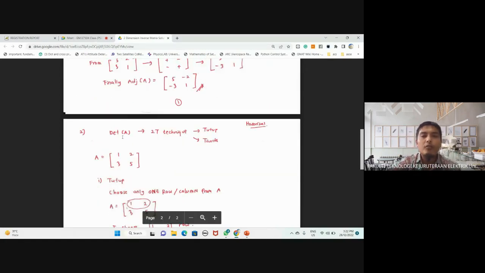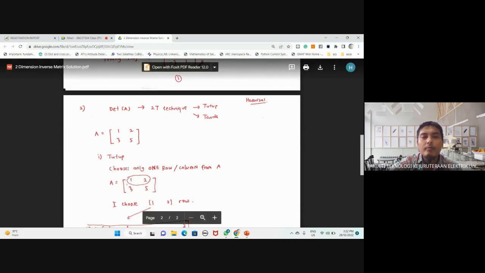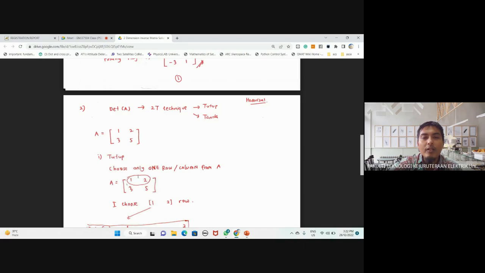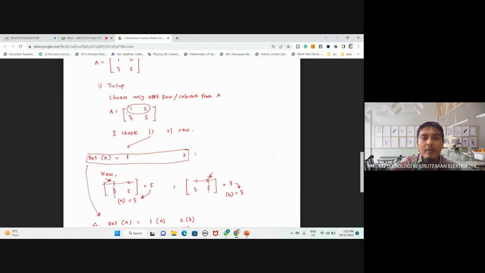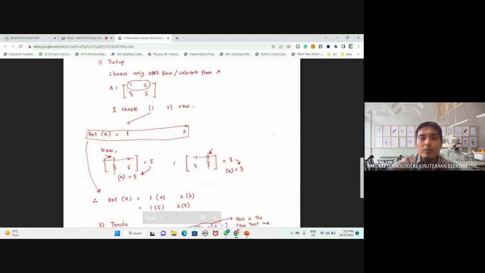All right. So to get the determinant of A, you just need to use the 2T technique. You need to tutup and tanda. Before you tutup, you just need to choose only one row or column. You can choose any row or column that you like. In this case, I choose the row 1 and 2. So to calculate the determinant, I put the 1 and 2. As usual, because I choose 1 and 2, I need to tutup 1 first. The remaining number is only 5. And after that, I need to tutup 2. The only number left is 3.